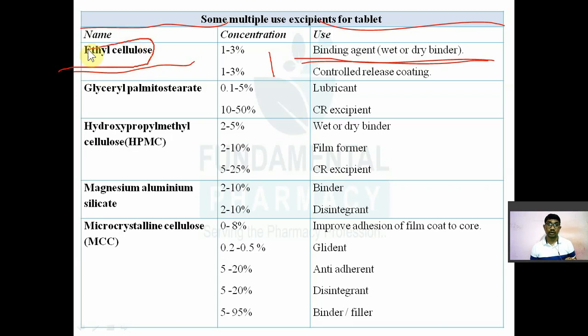Remember, इसके ऊपर क्वेश्चन आ चुका है. So, one of the following derivatives is water insoluble. So ethyl cellulose is water insoluble. Question आ चुका है इसको.